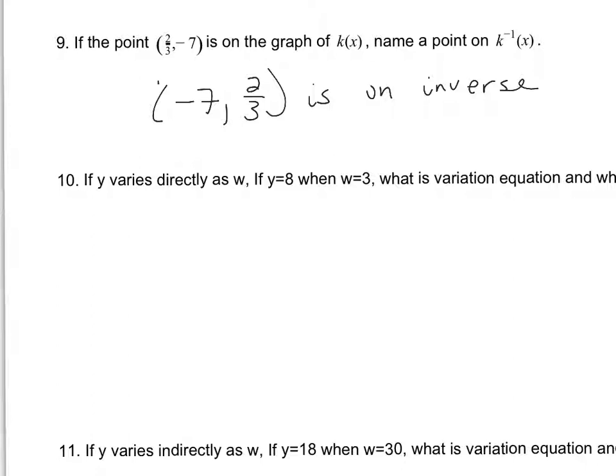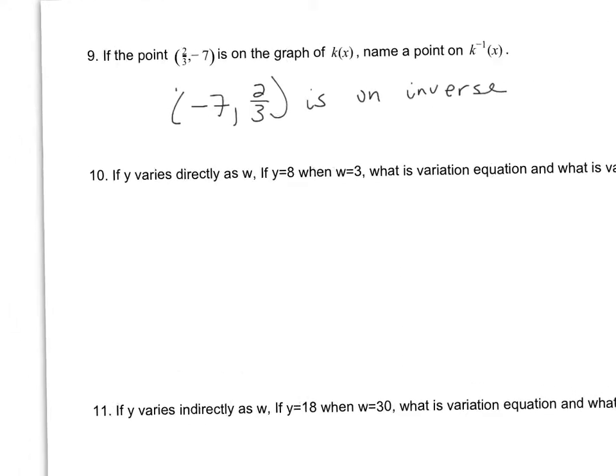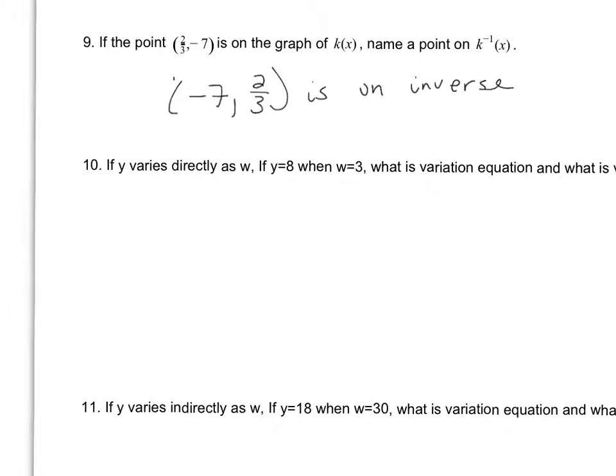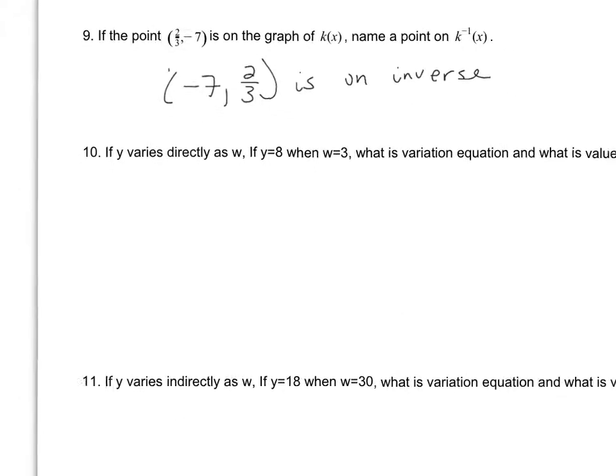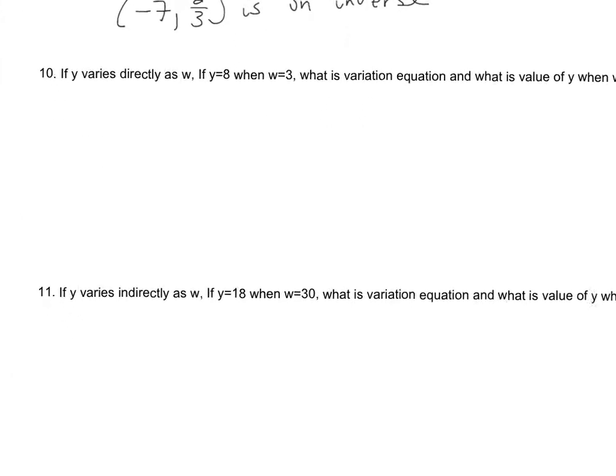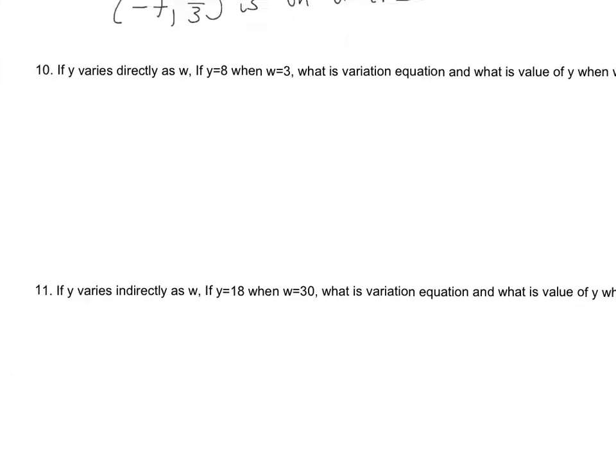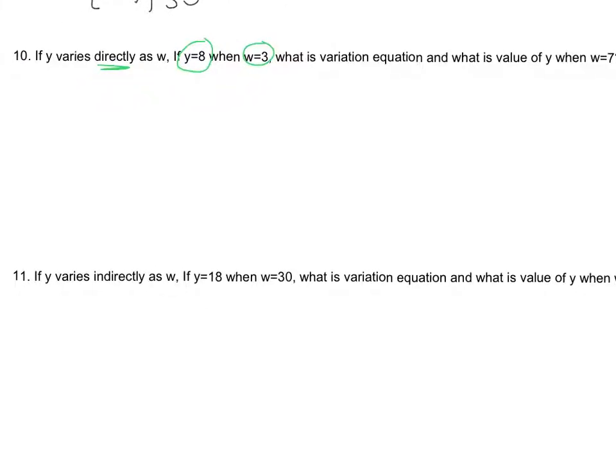So our last section dealt with variation, direct variation and inverse variation. If you recall, direct variation is where y equals some number times x, we called it k, and inverse is when it's some number divided by x. So this first problem says y varies directly as x, so that's obviously a key word, this directly, and it says if y is 8 when w is 3, what is the variation equation and what is the value of y when w equals 7?